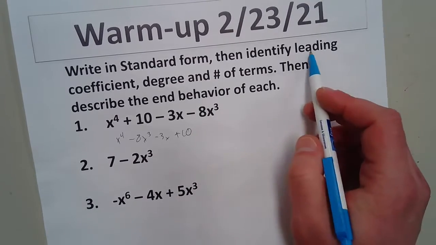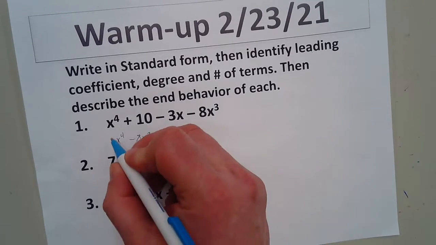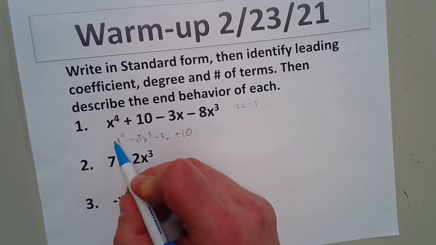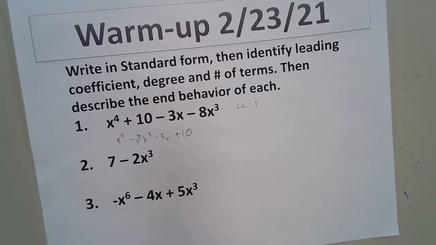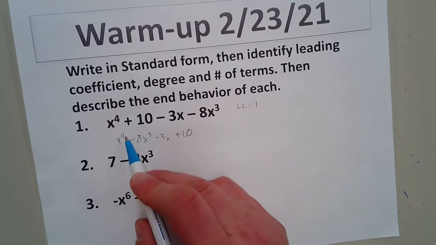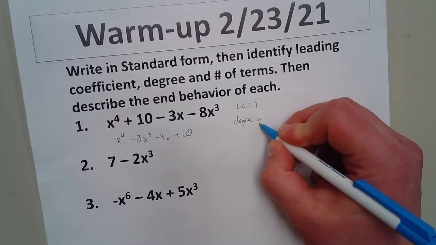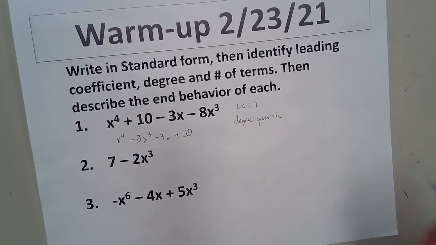Then it says, what's the leading coefficient? The leading coefficient would just be 1. So we'd say leading coefficient is 1. It's the number being multiplied by your highest degree here. Our degree then is 4. So remember how degree works? This is fourth degree. There are names for those. In this case, that would be quartic.